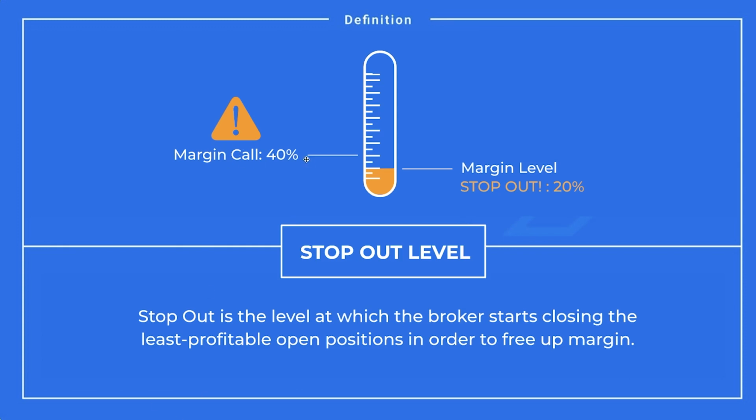So let's say the margin call is at 40% and your margin level keeps going down. And let's say the broker said the stop out level is at 20%. Once that margin level hits 20%, they're going to start closing the least profitable open positions. They're going to close those positions to free up more margin.